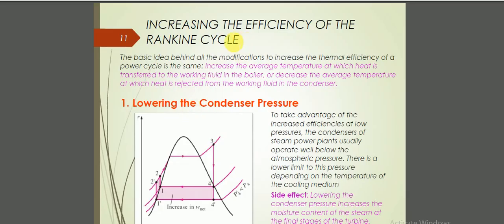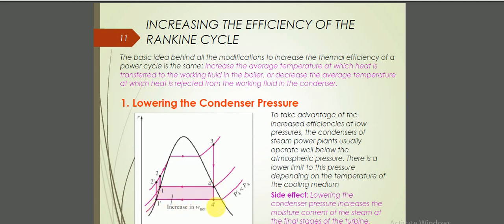Next topic is how to increase the efficiency of the Rankine cycle. There are three methods. First is lowering the condenser pressure. See here, the actual condenser pressure is at 4. We have lowered the condenser pressure to 4 dash.